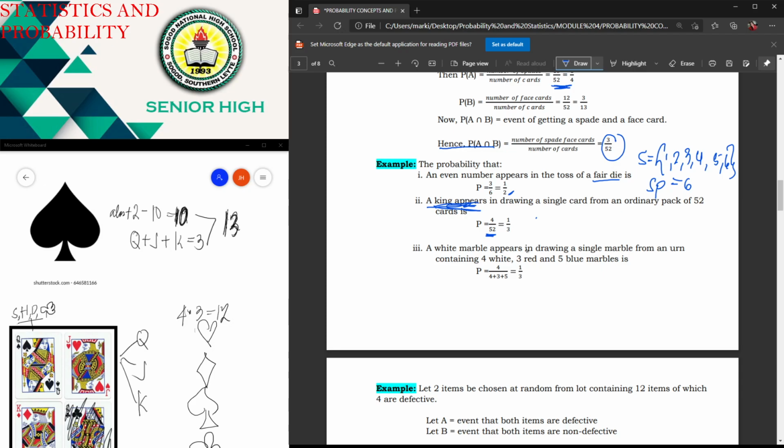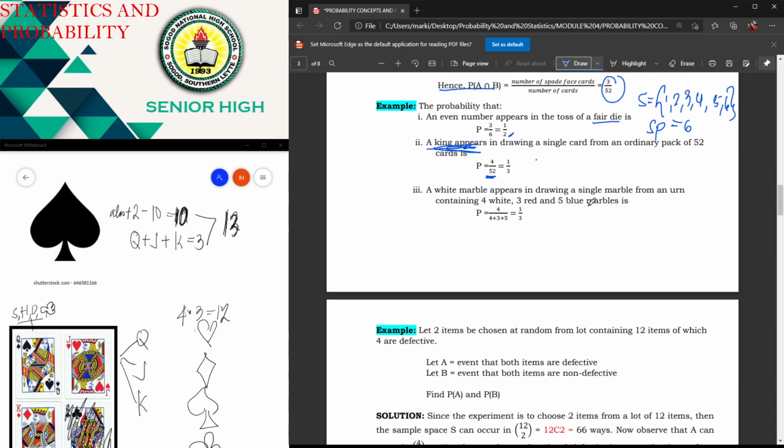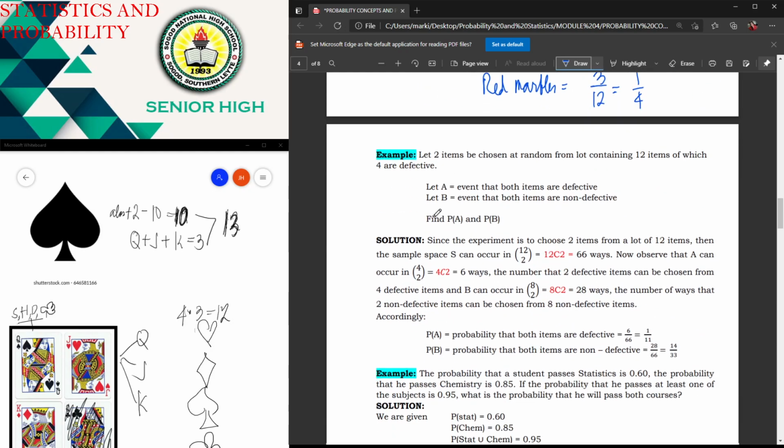Next is a white marble appears in drawing a single marble from an urn containing 4 white, 3 red, and 5 blue marbles. That is 4 over the sum of all the marbles inside the urn. So we have 4 plus 3 is 7, plus 5, so that is 4 over 12, or that's equivalent to 1/3. Suppose we are going to get the probability of the red marbles. We have 3 over 12, which is equivalent to 1 over 4. How about if it is a blue marble? The probability of blue marbles, we have 5 over 12. Okay, so that's it. Now let's move on to the next example.